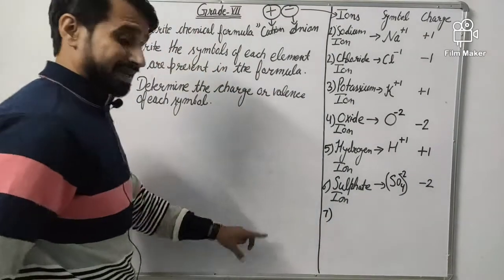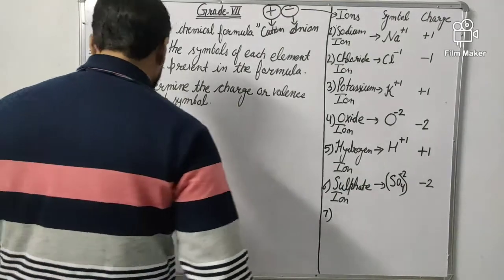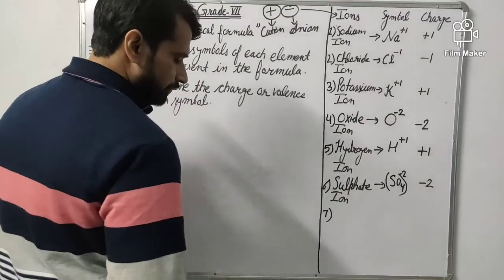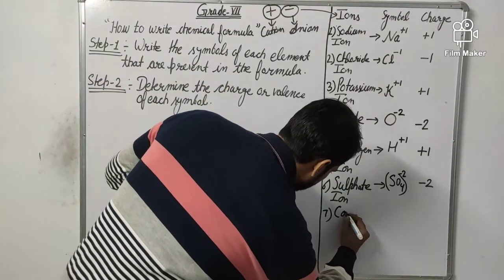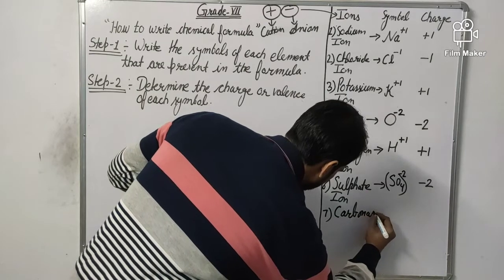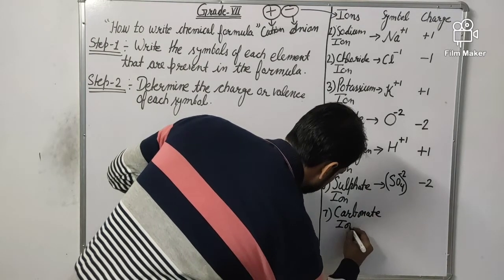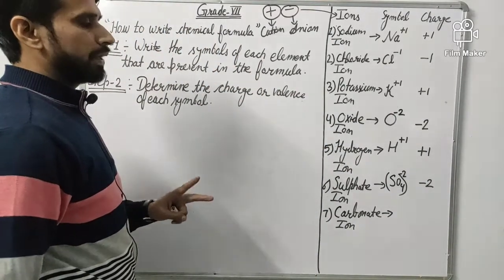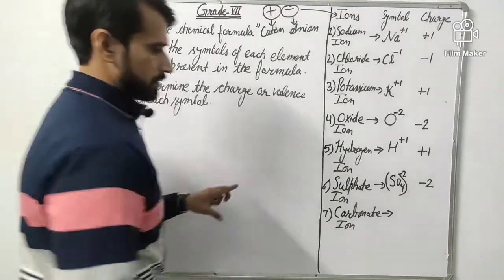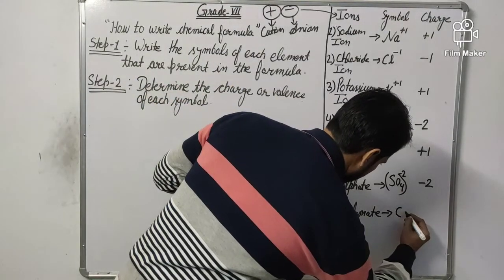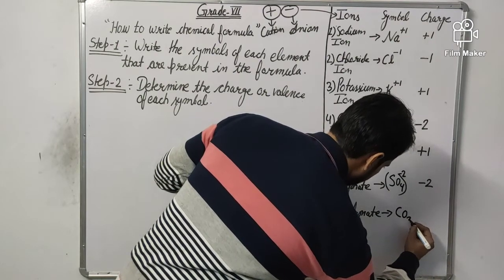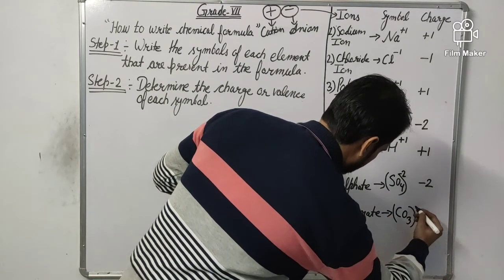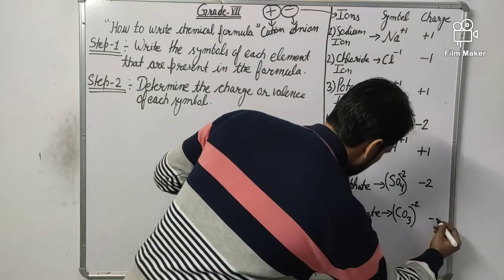One more example of a complex ion is carbonate. Carbonate is again a complex ion. It is made up of two elements, carbon and oxygen, in its ionic form, and the carbonate ion is represented by CO3. It carries -2 charge, so the charge is -2.